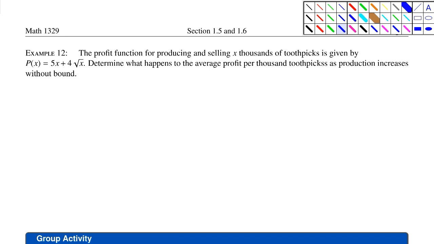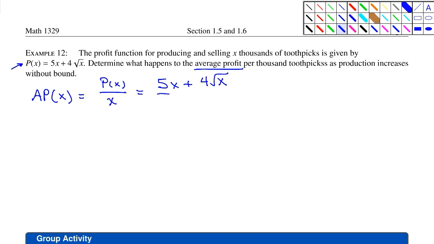So let's take a look and see here, what function are we dealing with? We need to create the average profit function. We have profit, but we need average profit. So average profit of x is profit divided by x. So that's going to be 5x plus 4 square roots of x divided by x.